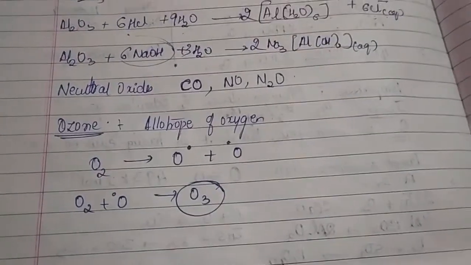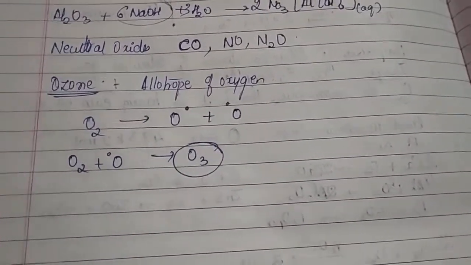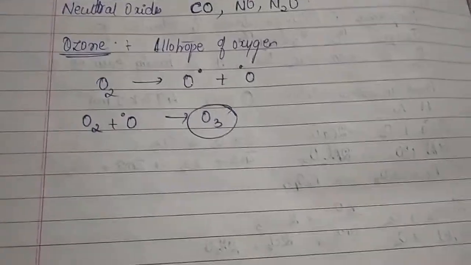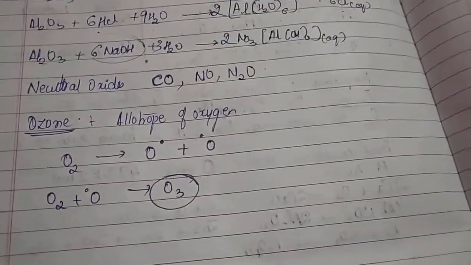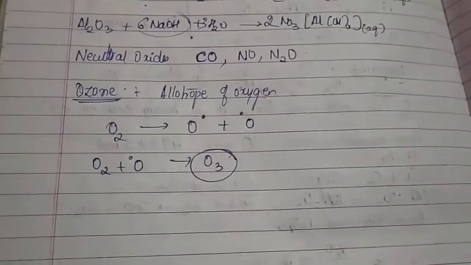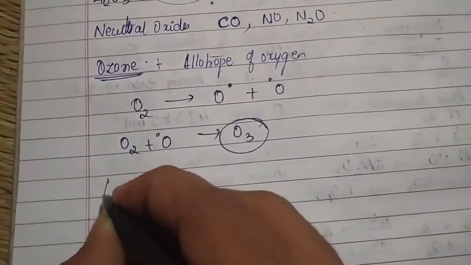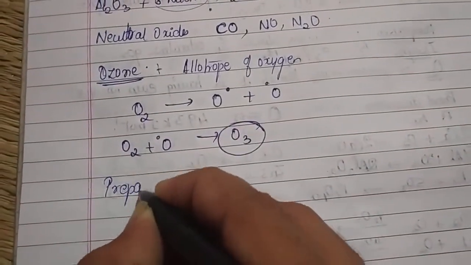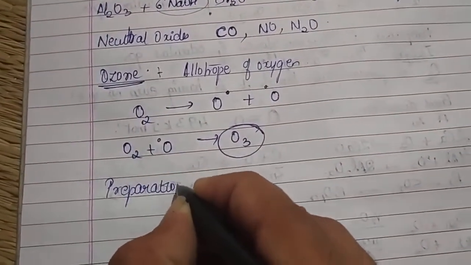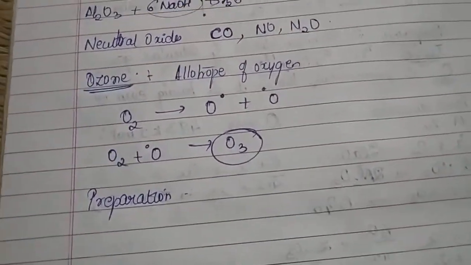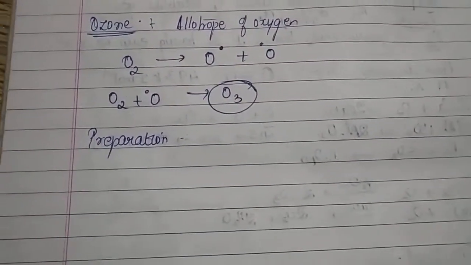Similarly, of course we all know, as we have studied in lower classes, the main important use of ozone is that it protects us from UV radiation. But of course this one we can also easily prepare. Even ozone preparation is possible. So now let us see how you can prepare this ozone.